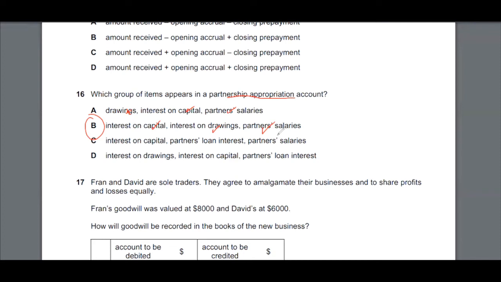The other way to answer this question would be to remember what is included in a partnership appropriation account, right? So you should have a format in your head. But if you want to understand the concept, a partnership appropriation account is an account which tells you how the money has been distributed among partners during the year. So the items that have been distributed to the partners are the items included in it.